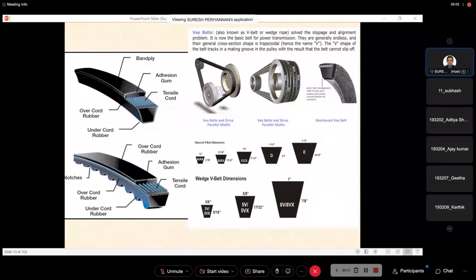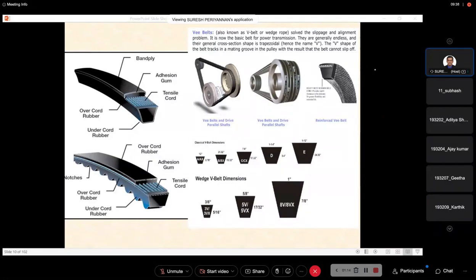Now, these are the things we discussed. Then, how is the power transmitted in a belt drive mechanism? We already discussed the gear drive mechanism. In a belt, due to the coefficient of friction, the frictional force between the belt surface and pulley surface helps us transmit the power from one pulley to another, meaning driving pulley to driven pulley. Okay. Now, the belt.